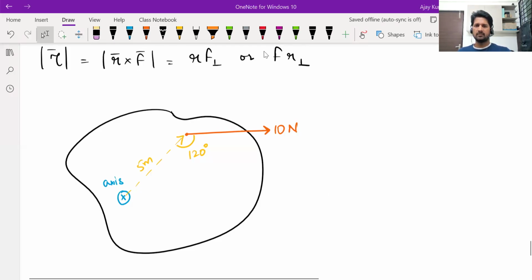Rishi, what do you think? Will this 10 Newton force, acting the way it is acting, be able to rotate this object around that axis or not? Sir, I think it might, but not very much. Will it or not? How much, I'm not asking. Just yes or no.